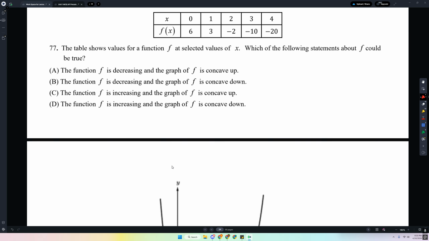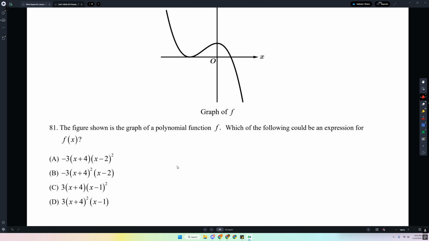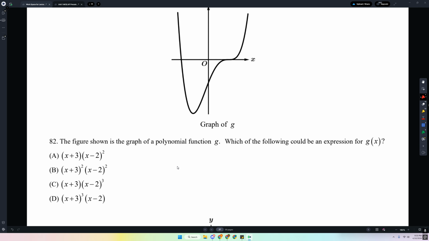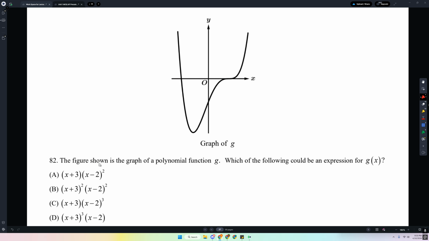Okay, we did all these concavity questions. Now we'll do some polynomial questions. Some algebra. We'll find some algebra questions. 82. That works. Which of the following could be an expression for g of x?